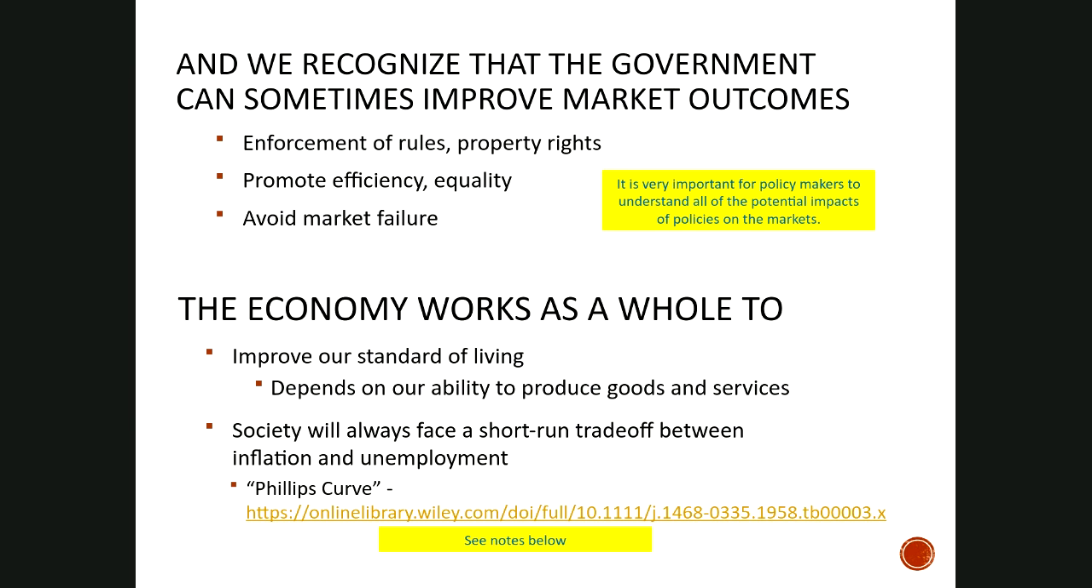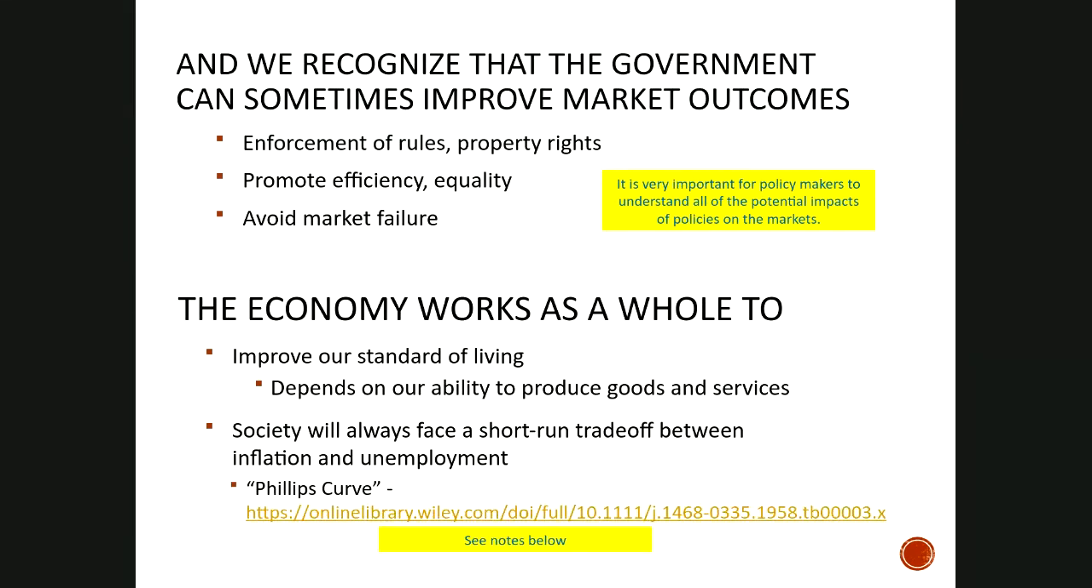And we recognize that the government can sometimes improve market outcomes. Enforcement of rules and property rights is one of the crucial ones. For example, think about how expensive cell phones are. I have my cell phone here. Would you be as likely to buy an expensive cell phone if someone could just run up, take it and say, this is mine now, and you had no recourse? You couldn't report it to the police, there's nothing you can do.